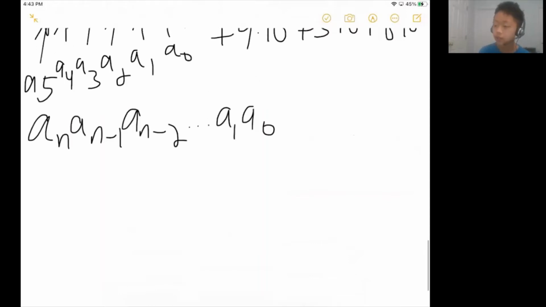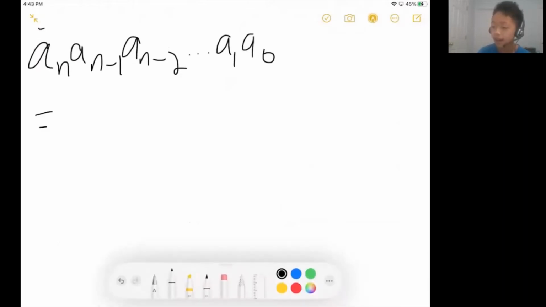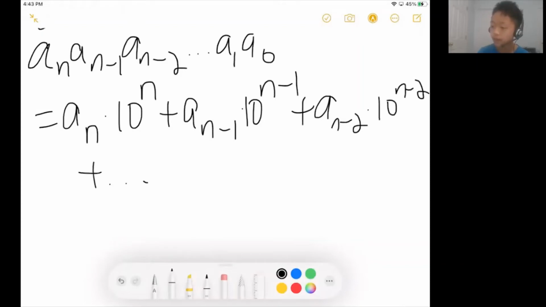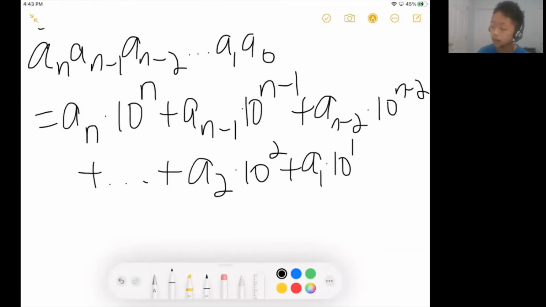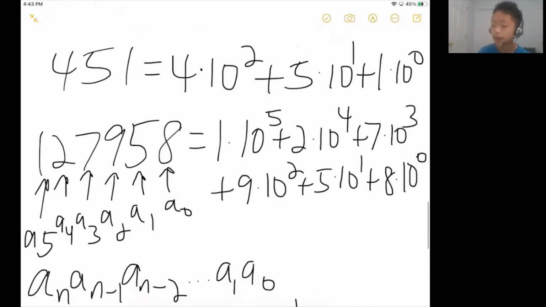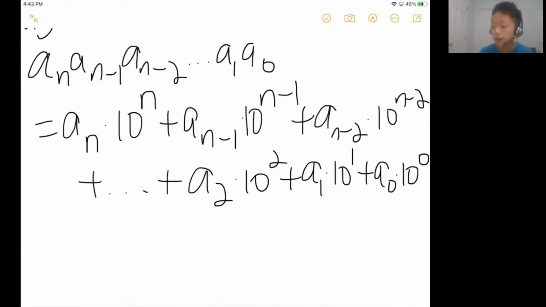So if we use the same strategy and write it as the sum of the powers of 10, we can write this as a_n times 10 to the power of n plus a_(n-1) times 10 to the n-1 plus a_(n-2) times 10 to the n-2, and then plus dot dot dot, plus all the way down to a_2 times 10 to the 2 plus a_1 times 10 to the 1 plus a_0 times 10 to the 0. So we just extended this logic from above. We can write any number as the sum of powers of 10, and we extended that logic to a general number here, writing it in terms of powers of 10.